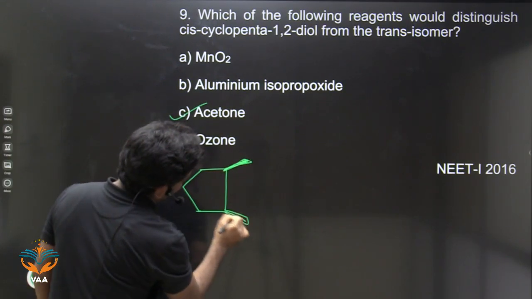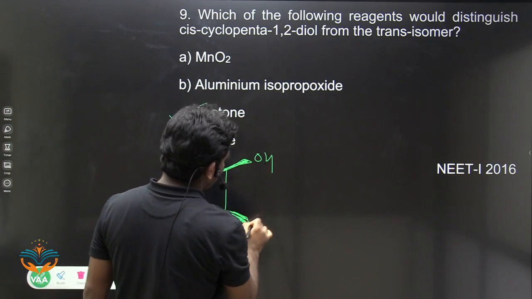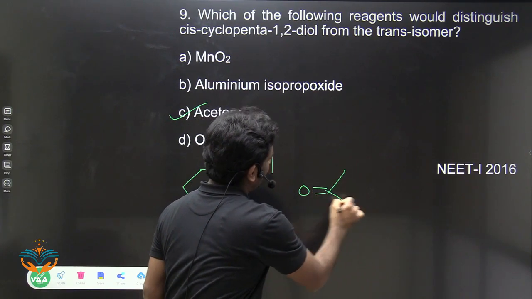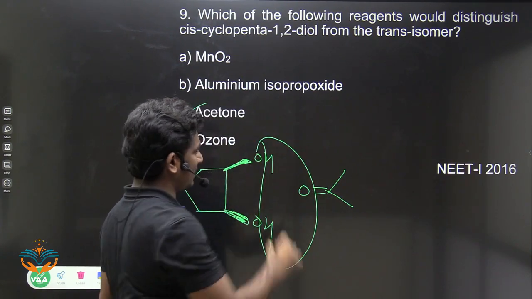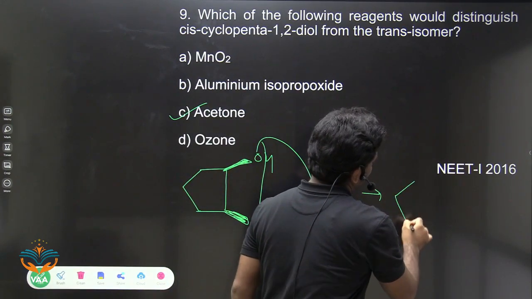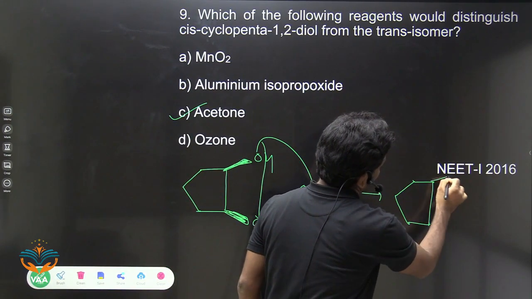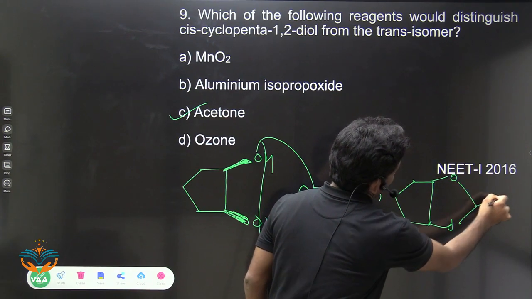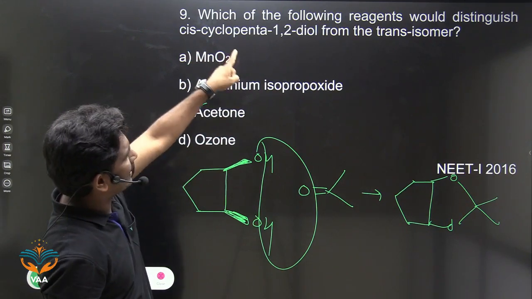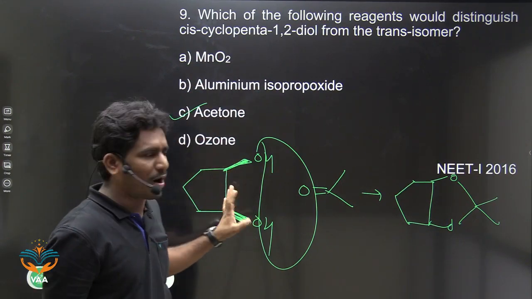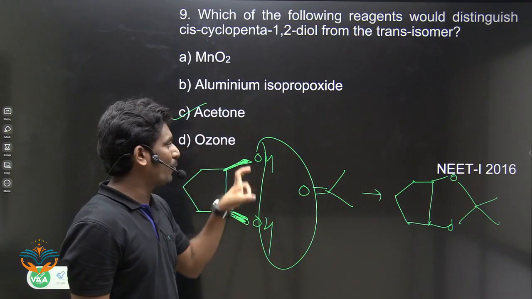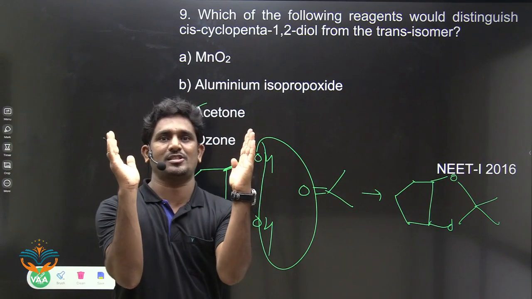Cis, right? It is a cis compound. Both are on the same side, so it can react with the ketone. Like this. Remove water from this, H2O. What will you get? You will get a cyclic ketol. That means this cis cyclopentane-1,2-diol will form cyclic ketols because both are on the same side and very close to each other like this.